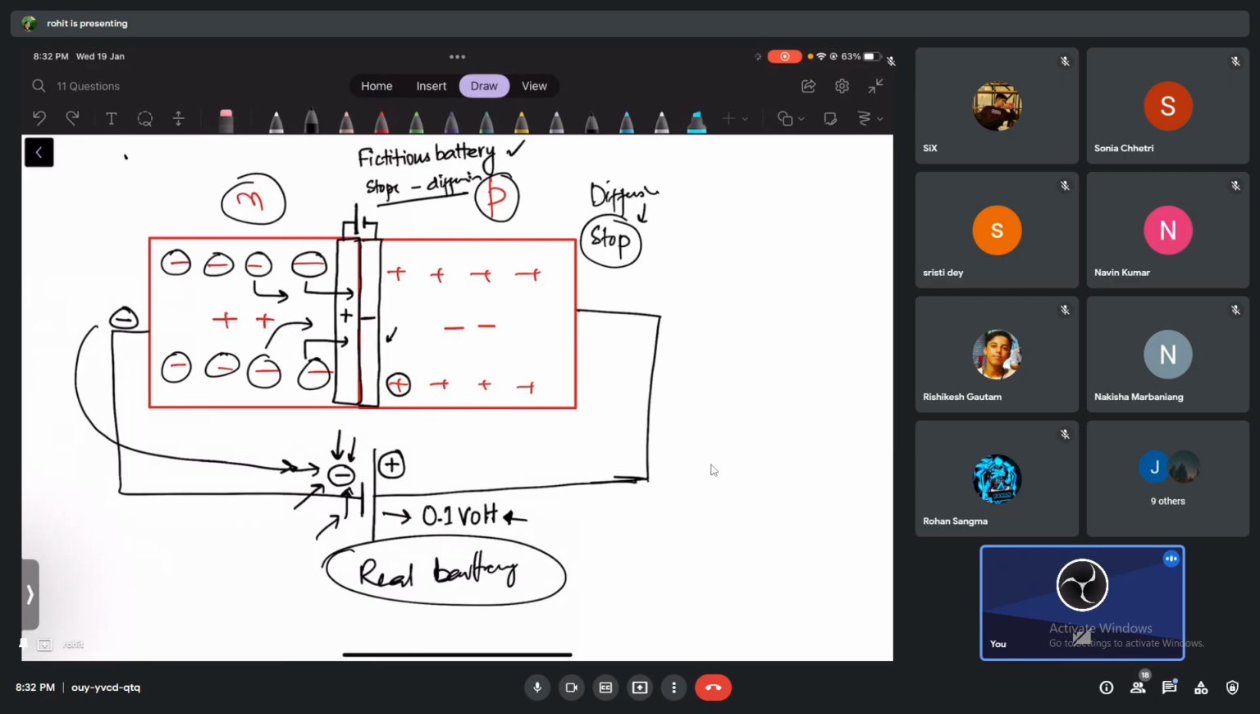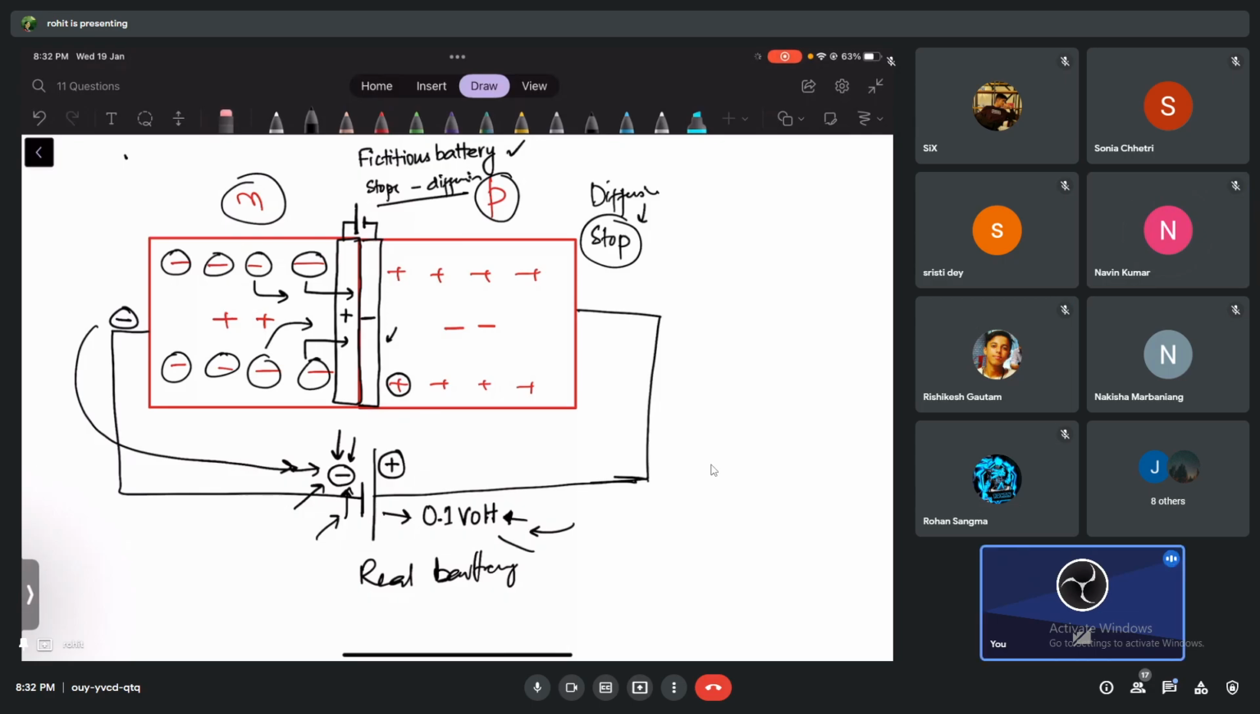It may be enough, or it may not, because it's a very small battery we are applying. So what can happen, guys? This battery that I've applied may not be enough to push the electrons to the other side. Can you understand this? Yes, sir. Okay, but you also have to understand this.